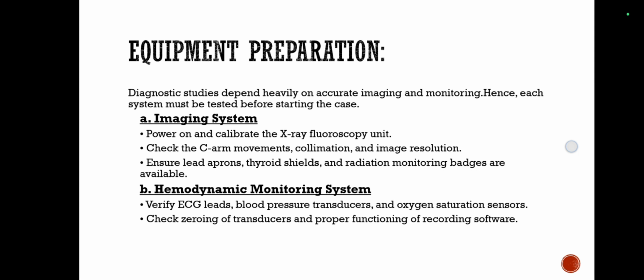The next is the hemodynamic monitoring system. We have to see whether the ECG leads are placed properly and the BP cuff, and also we have to see the pulse oximeter, which is the oxygen saturation sensor. And then we have to check whether the transducer is zeroed before the procedure. If it is not zeroed, it will give some wrong calculation during the procedure. So we have to check it. And finally, we have to see proper functioning of the recording software.